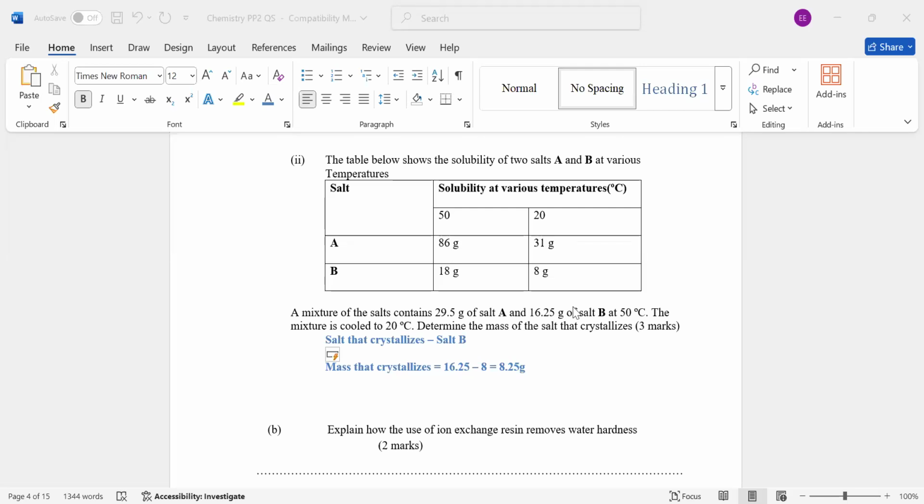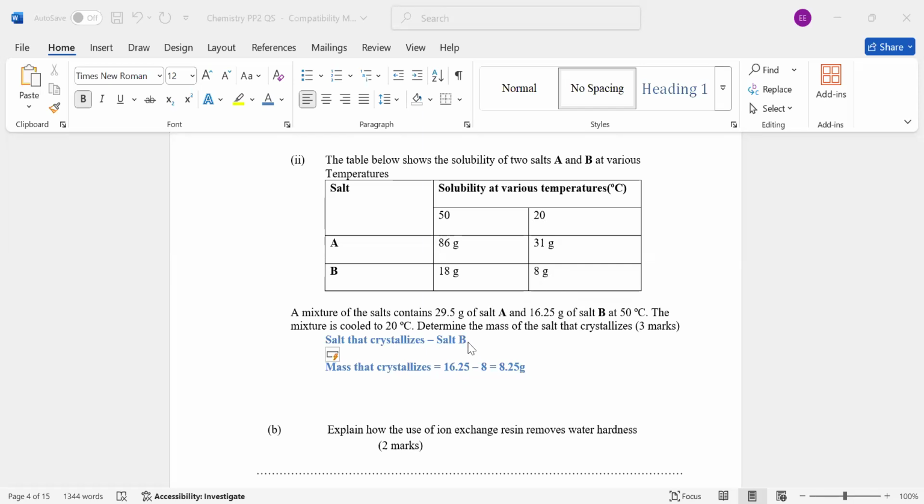Let's go to salt B. You've been given 16.2. The minimum mass that is required for it to crystallize at 50 is 18. So it will not crystallize at 50 unless it is pulled from 50 to 20. If you go to 20, the mass required is 8. But then we have 16.25, meaning it can crystallize if pulled from 50 to 20, because the mass that has been given is higher than the mass required.